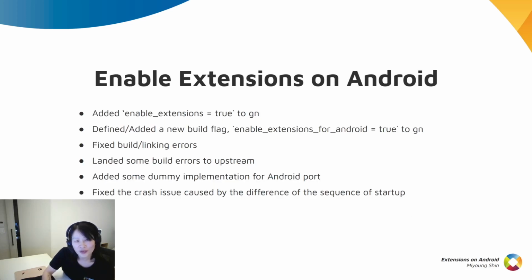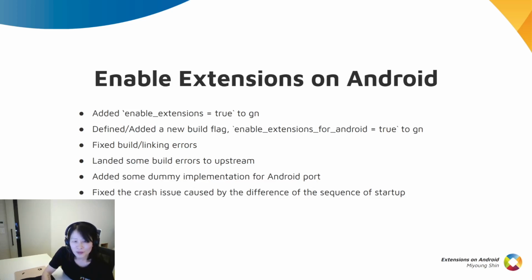I had to partially support extensions on Android in a downstream project. I'd like to share what I did and what extension technology can be supported through it. First, I added the enable extensions build flag to GN args. Then you will encounter a lot of compile errors. Most of them occur in the Chrome layer, since this build flag is implemented assuming that it is used only on desktop, not on Android.